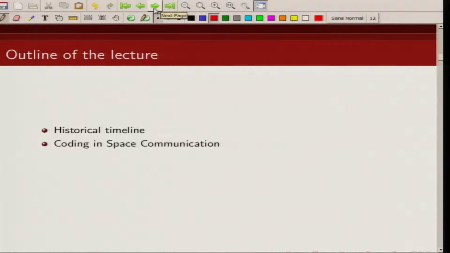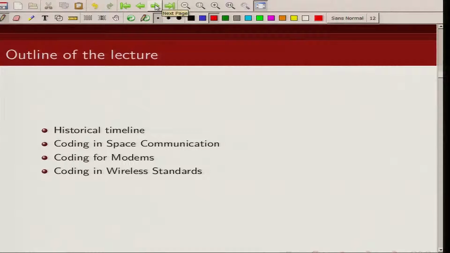We will first discuss some applications for deep space exploration, and some applications for modems, and finally some applications of convolutional code in wireless communication standards.